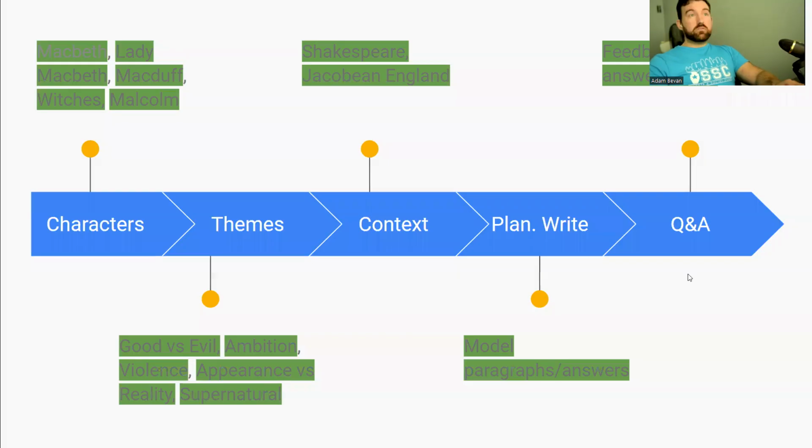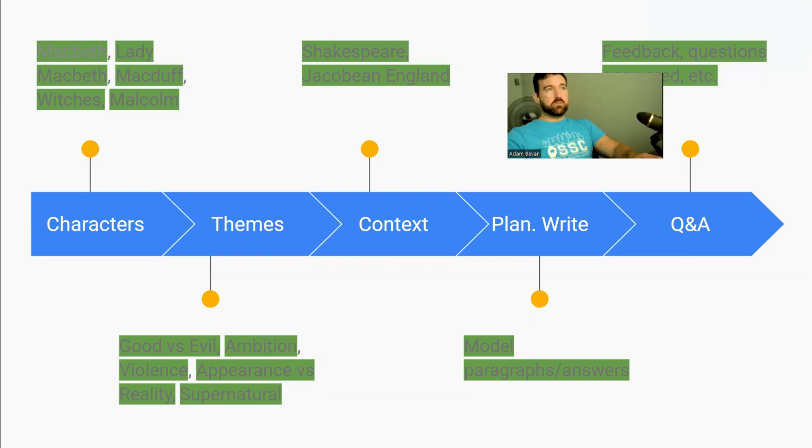So if you haven't seen any of these videos before, what we've been going through is characters, themes. Throughout, we've been doing a bit of context and talking about Jacobean England and Shakespeare and Divine Right of Kings and Chain of Being and all that good stuff. Done some model paragraphs and answers the whole way through. And a few of you have asked me some good questions, so I've given you some feedback on some of that.